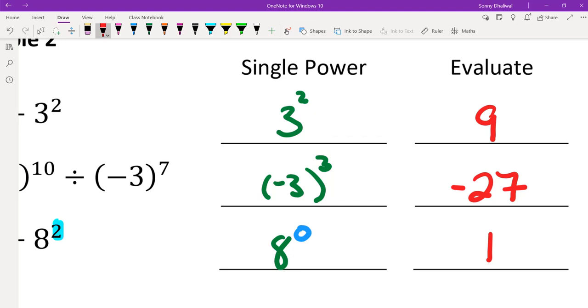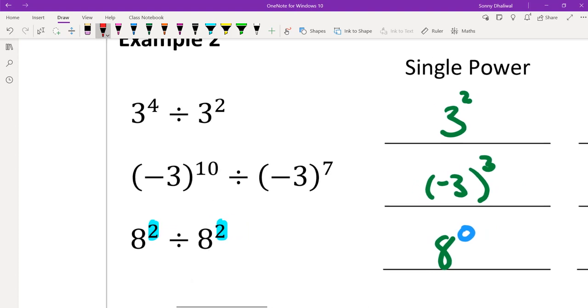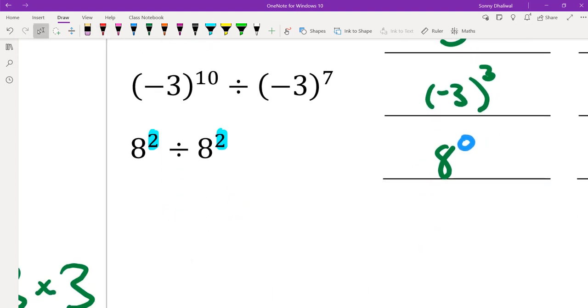0 exponents is a special case. Anything with a 0 exponent is always equal to 1. The reason being is, let's just look at this the other way, and we'll talk about more of this another day. If 8 squared divided by 8 squared, well, 8 squared is 64 divided by 64, which is 1. When you have 0, you're basically dividing the top number and the bottom number. It's the same thing. It's always going to equal 1.